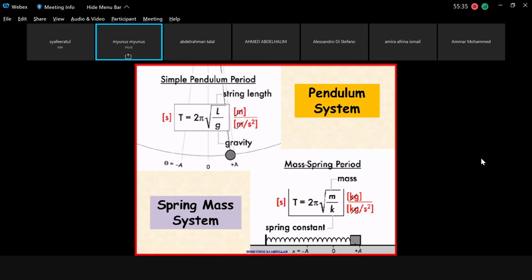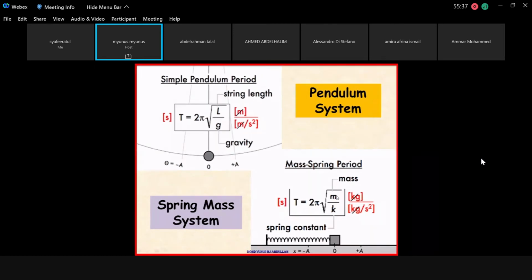Put it here. This is another one. This one is the pendulum. This one is the spring here. So our aim now is basically to look at what I call omega n. Omega n is the natural frequency of the system, doesn't matter what system you are dealing with.